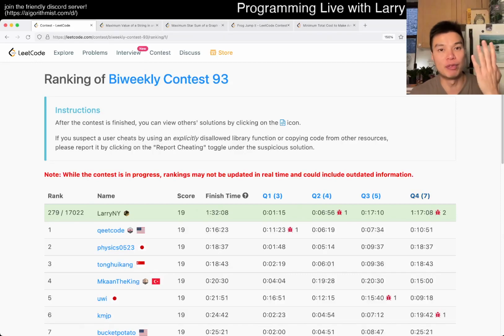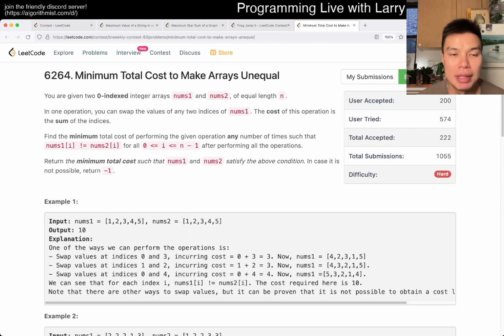This is me going with Q4 of the biweekly contest 93. Minimum total cost to make arrays unequal.